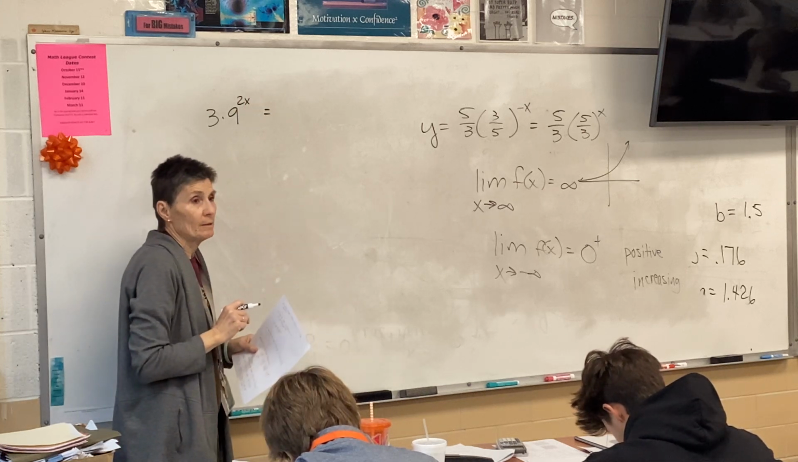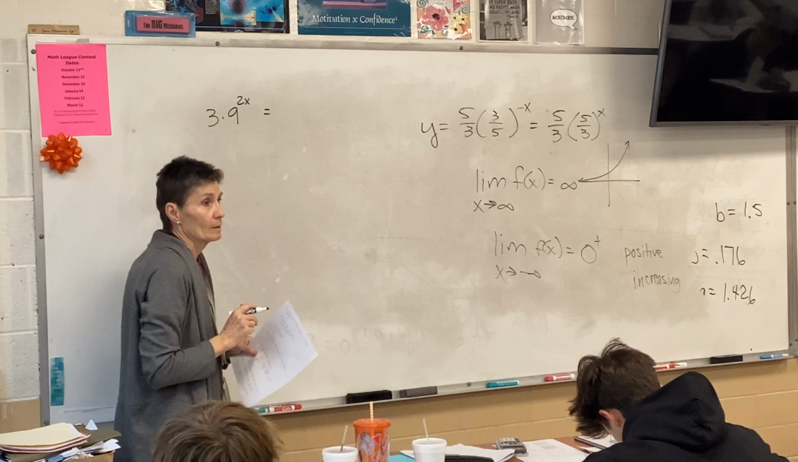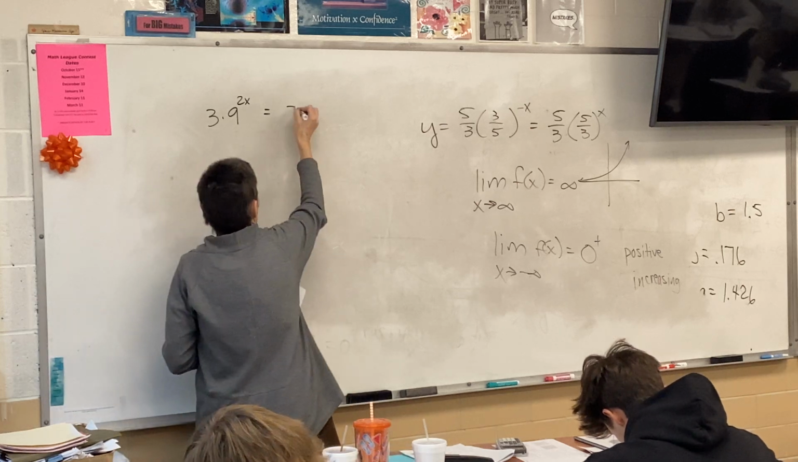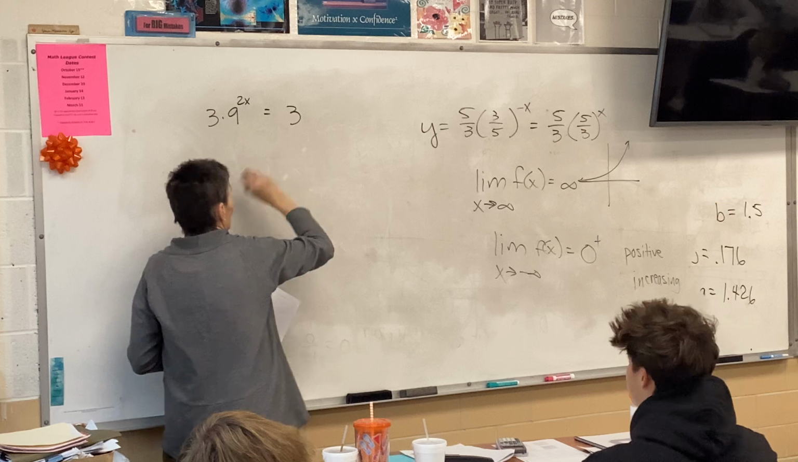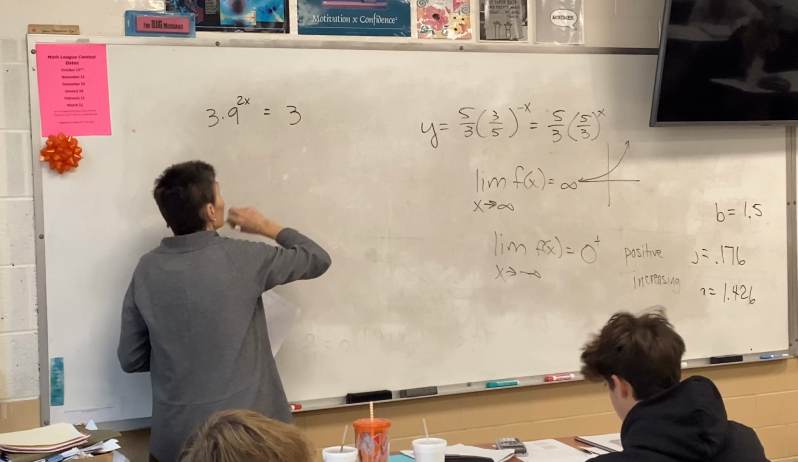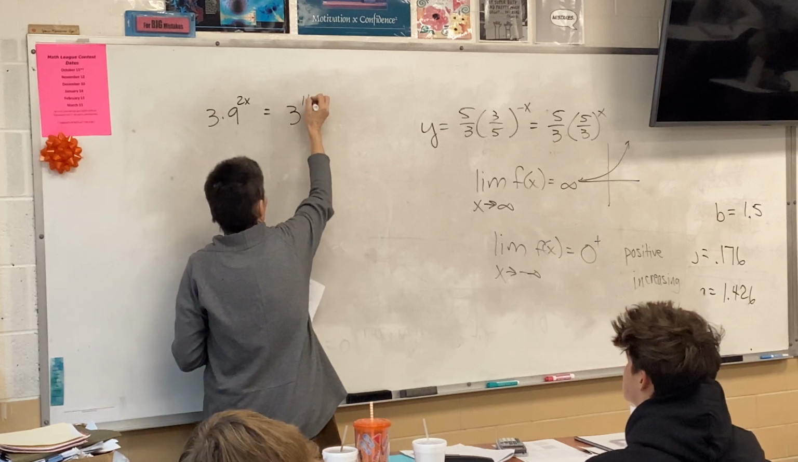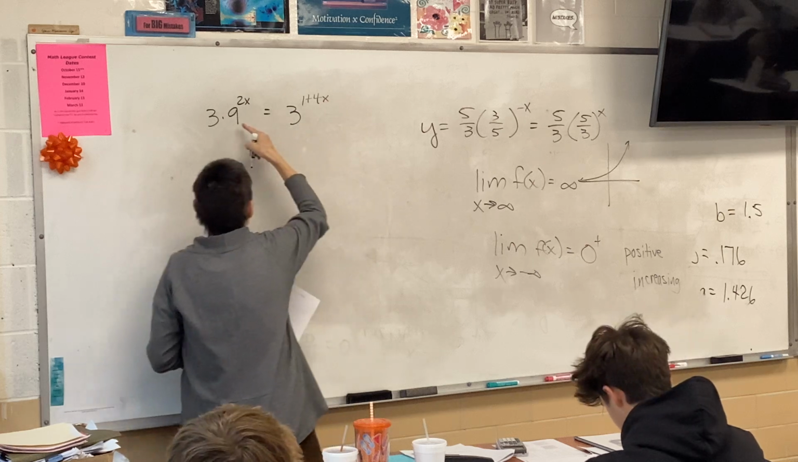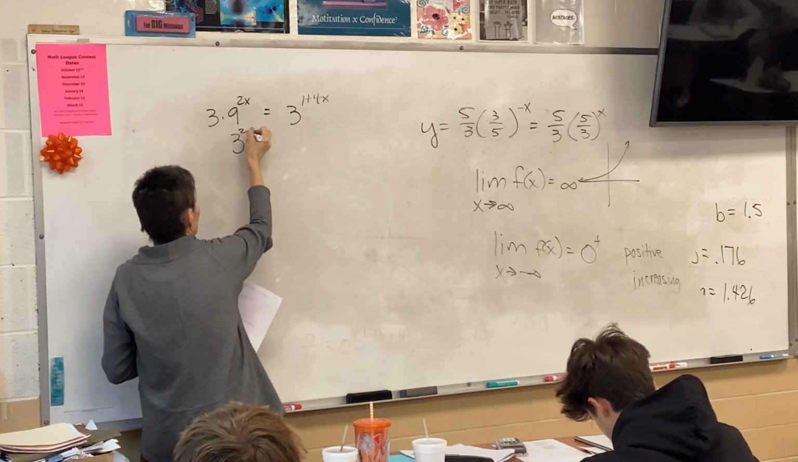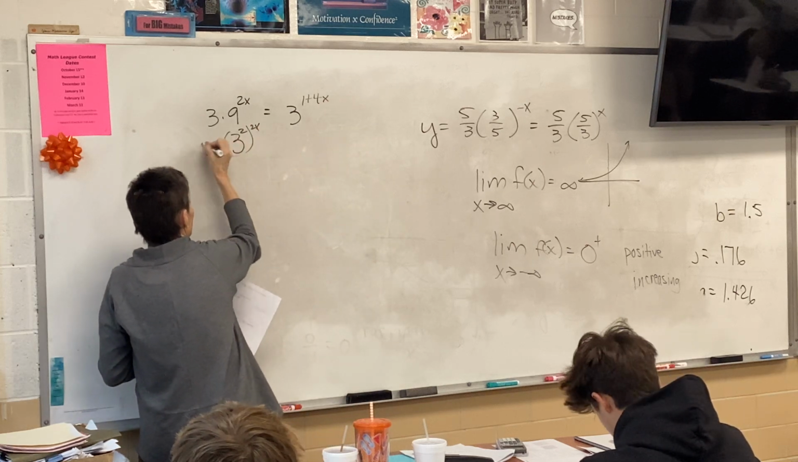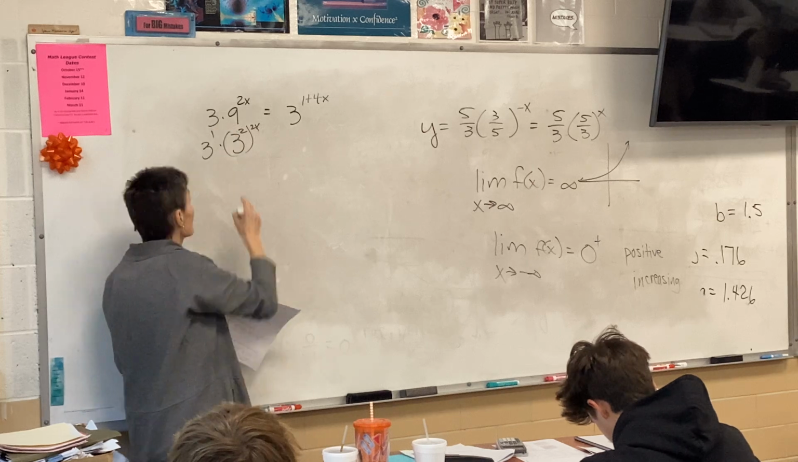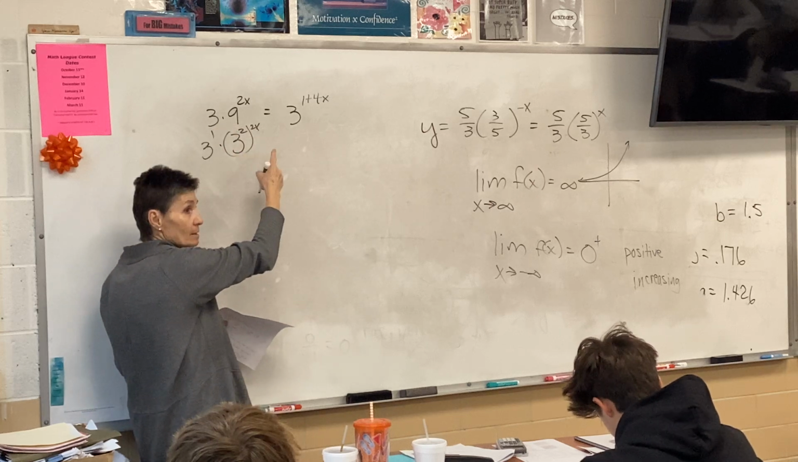What'd you get for that one? The first one? 3 to what power? Yeah, 1 plus 4x or 4x plus 1. Because this is 3 squared to the 2x, and that's 3 to the first. So I'm adding those exponents.